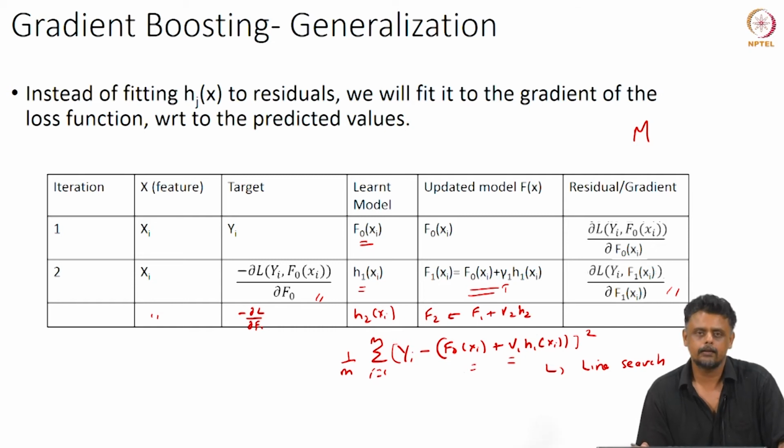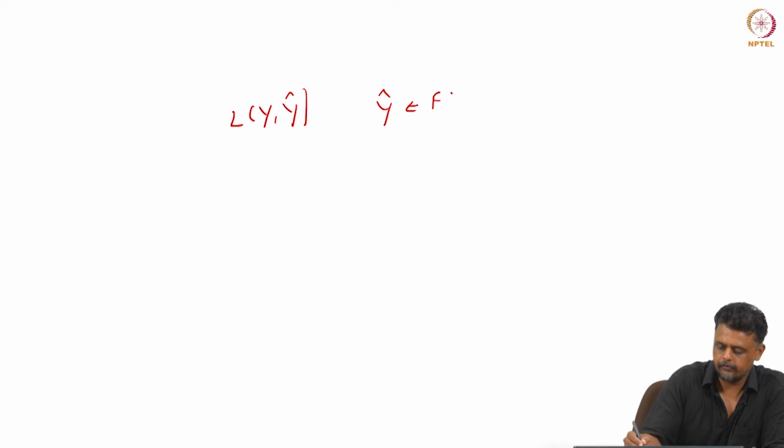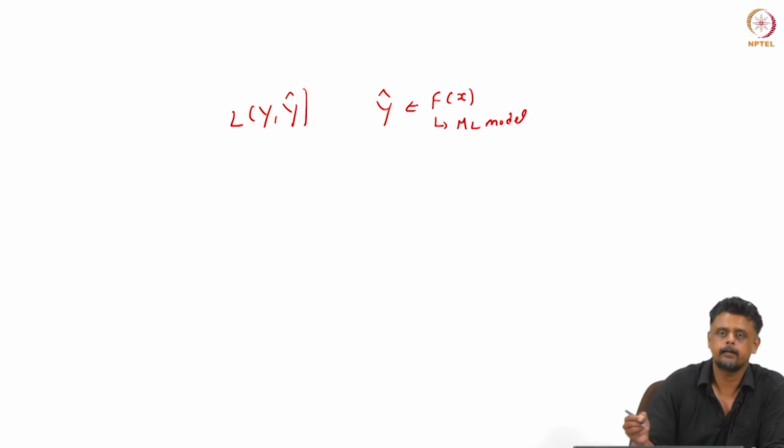So, why does this work? Why are we doing this? Just to give you some idea of why it works, you have all seen gradient descent, the algorithm for gradient descent. So let us consider our loss function, any loss function. This is the ground truth, this is the prediction. Remember, we have also said the prediction we can write as f of x, where x is our training data and f is the ML model. In this case it can be a binary regression tree.